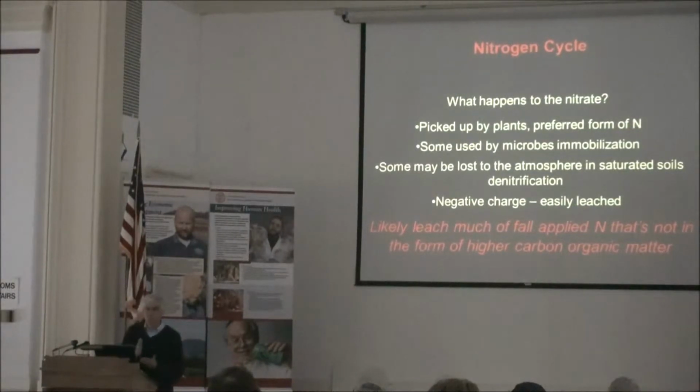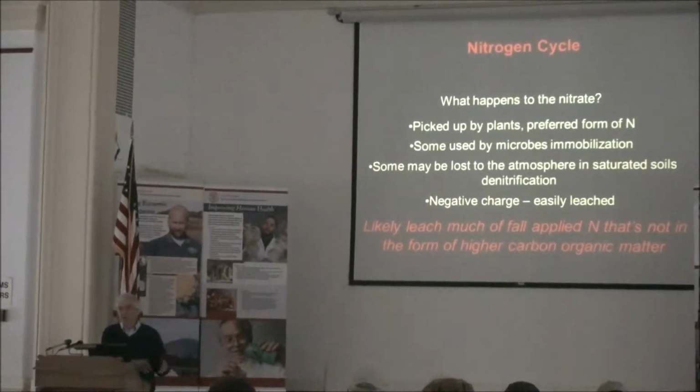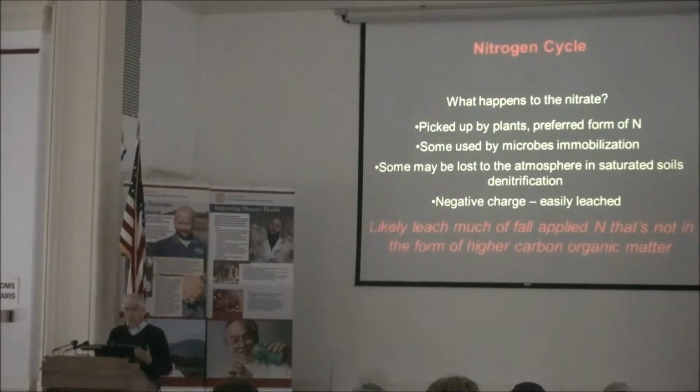And the most important thing we worry about is the potential for leaching, because it's a negative charge. Remember, the ammonium was a positive charge, nitrate is a negative charge, and negatively charged ions have a tendency to leach through our soils. The sandier, more gravelly the soil, the more likely it's going to leach. Less organic matter in the soil, the more likely it is that it's going to leach.